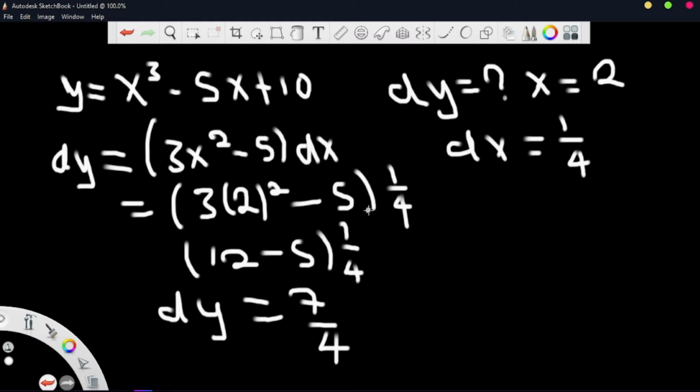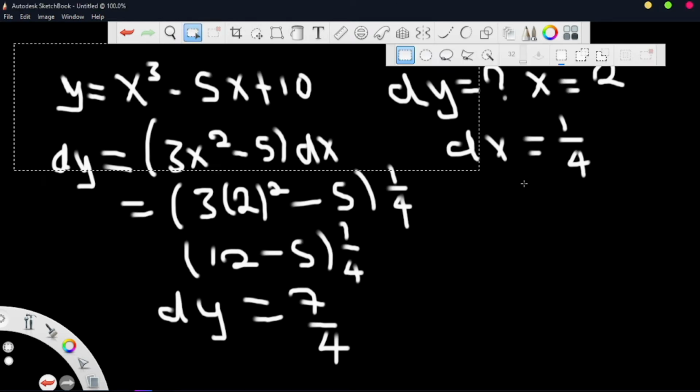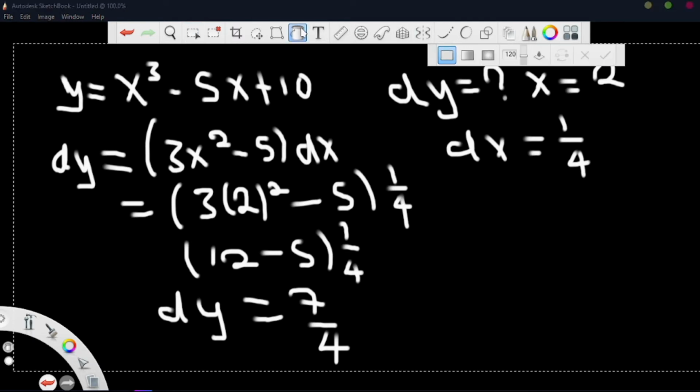So then we've gotten the value of dy given dx to be a certain value and x to be a certain value. Now let's go ahead and try out another example. These are very basic.